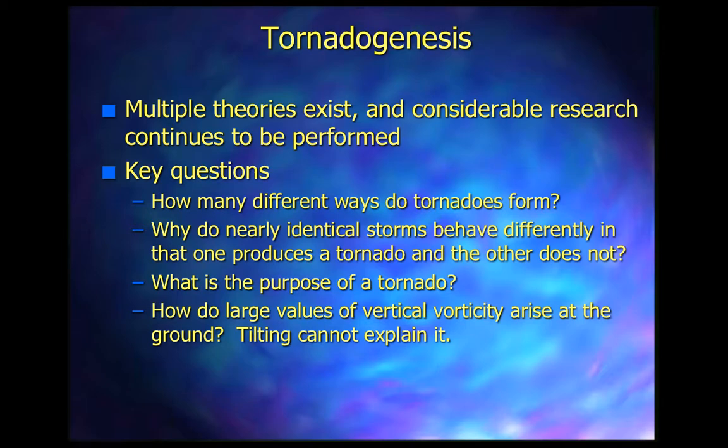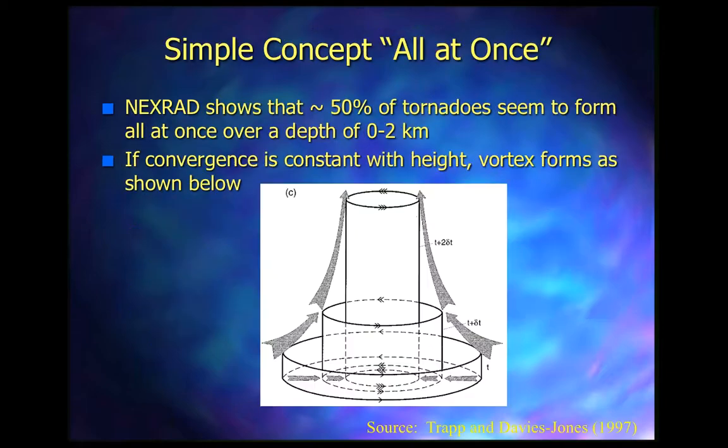And certainly, how do large values of vertical vorticity arise at the ground? And as I mentioned, tilting can't explain that because you're lifting the vorticity up, you're not putting it in contact with the ground. So one concept that exists for tornadogenesis is this sort of all-at-once concept, as I like to call it. The NEXRAD radar data show that about 50% of tornadoes seem to form sort of all at once over the depth of, say, 0 to 2 kilometers. And by that, what we mean is that it's not that you see rotation form in one part of the storm and then appear successively at lower levels. It's essentially where you get a spin-up at, say, multiple levels from 0 to 2 kilometers simultaneously.